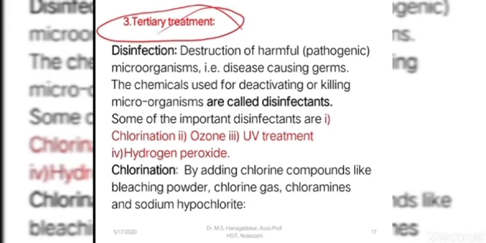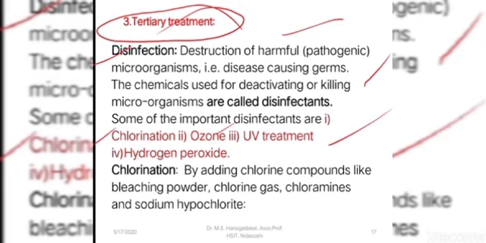Then the third one I want to discuss now is the tertiary treatment, or disinfection treatment process. Let us discuss what disinfection means. It is a process of destruction of harmful pathogenic microorganisms, thereby decreasing the causing of germs. Hence, this is the most important step in the wastewater treatment process. Some important disinfectants usually used in water treatment are: the first one is chlorination, the second one is ozone, the third one is a UV treatment kit, or you can use hydrogen peroxide also.